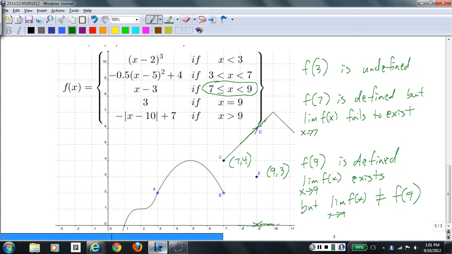Because if somehow I could erase that not equal to bar, then look at what I'm saying here. I'm saying the limit exists, I'm saying the function is defined, and they're equal to each other. That's what we mean when we say a function is continuous at a point. So let's look at the official definition.